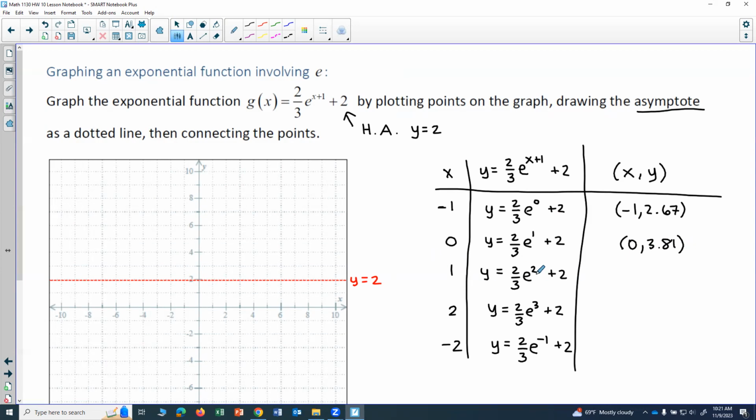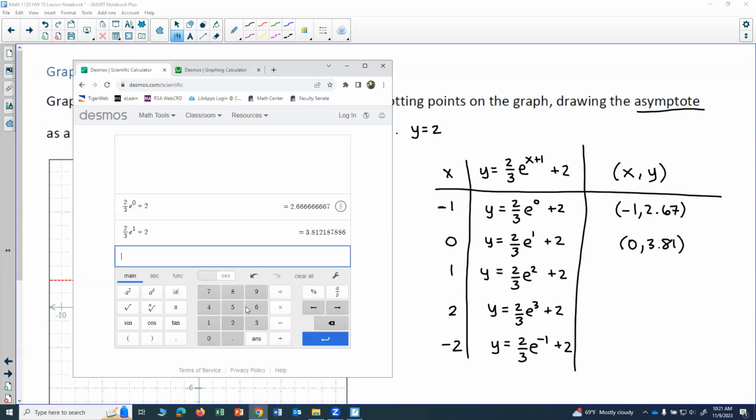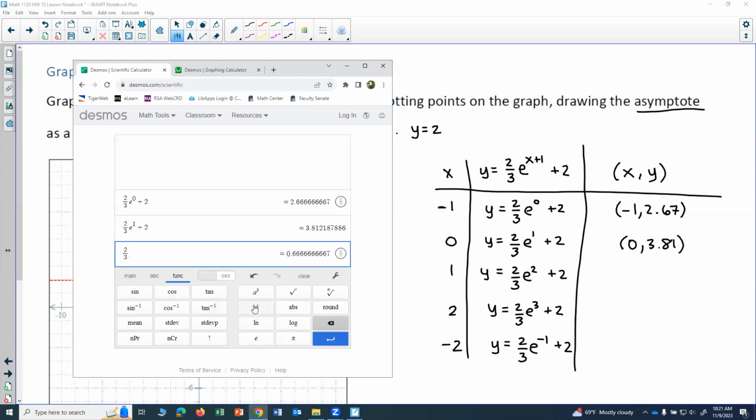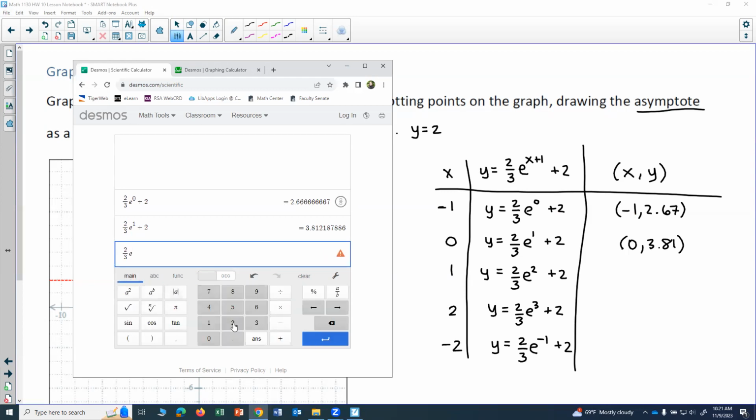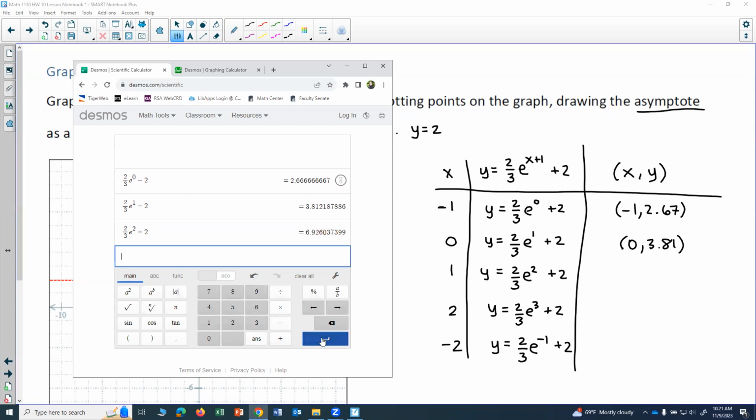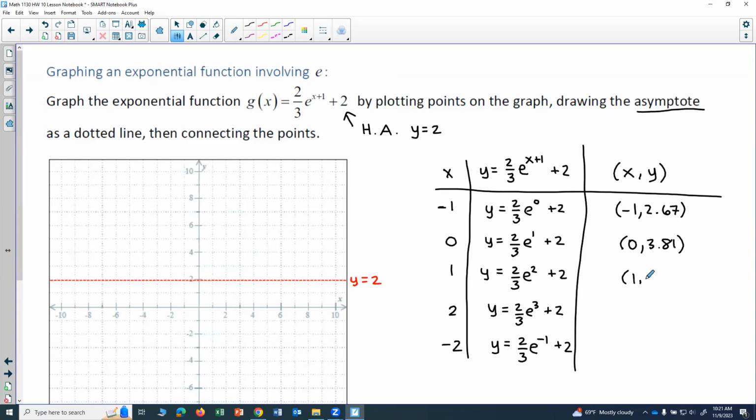Now when x is 1, we get 2/3 e squared. So I'll have 2/3 e squared plus 2. So I get 6.93. So I'll have the ordered pair 1, 6.93.